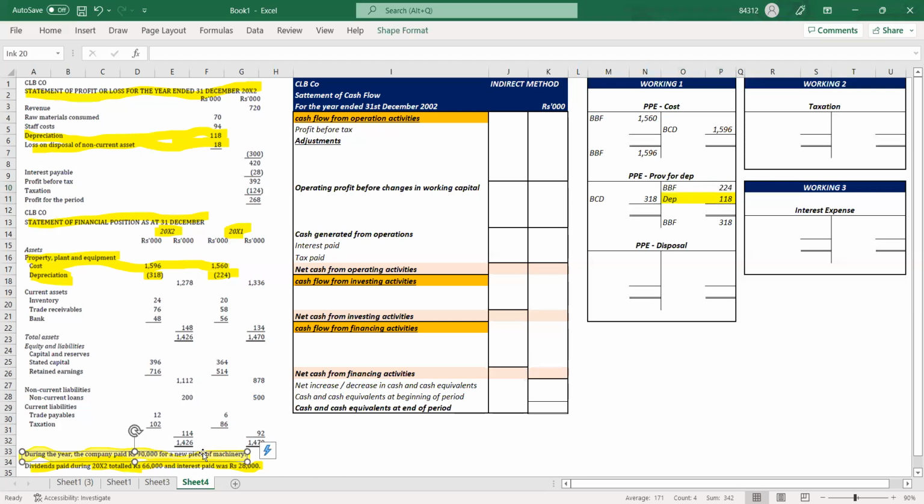And in the additional information, they have mentioned during the year, the company paid 90,000 for a new piece of machinery. So that is cash. It is a new machine. Cash account credit, the PPE account debit, the machinery account debit. Okay, right. Then the loss is here. The disposal account.